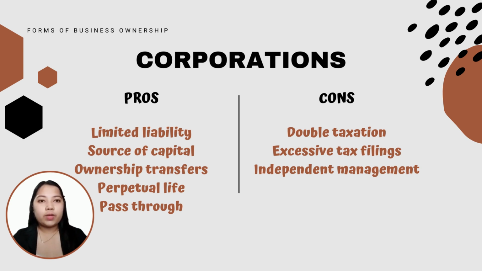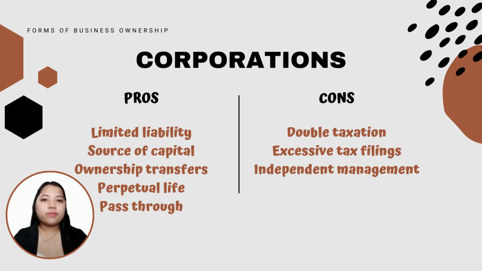Next is the source of capital. A publicly held corporation, in particular, can raise substantial amounts by selling shares or issuing bonds. This is a particular advantage when its shares trade on a stock exchange, where it is easier to buy and sell shares. Third is the ownership transfers. It is not especially difficult for a shareholder to sell shares in a corporation, though this is more difficult when the entity is privately held.